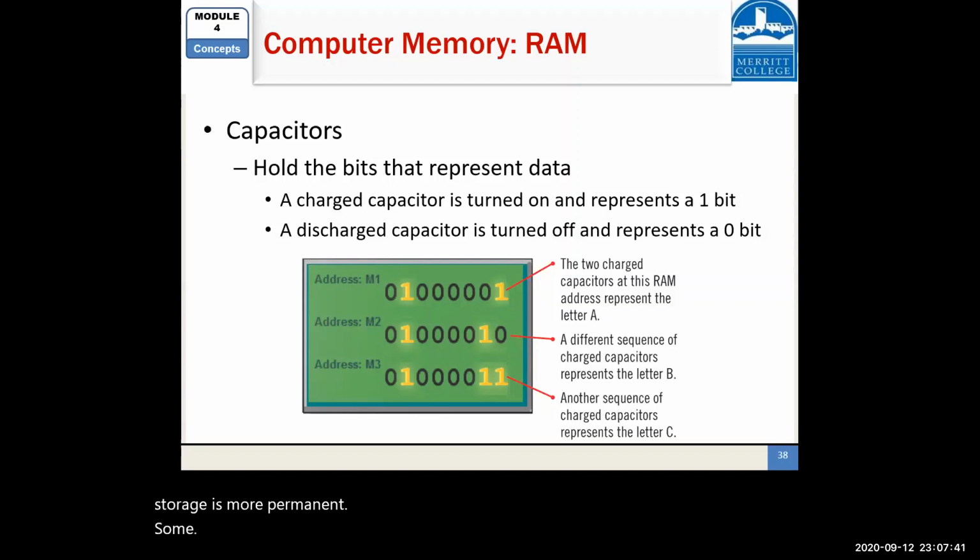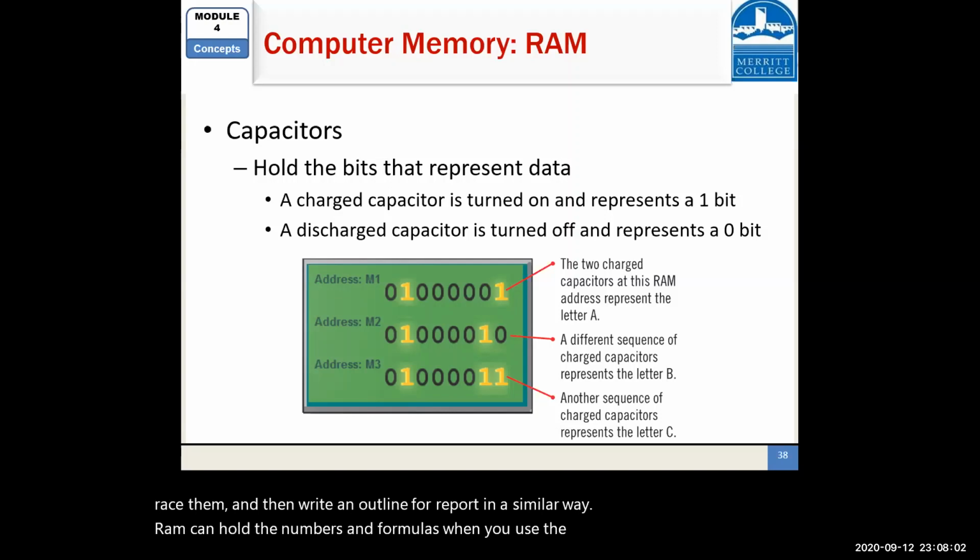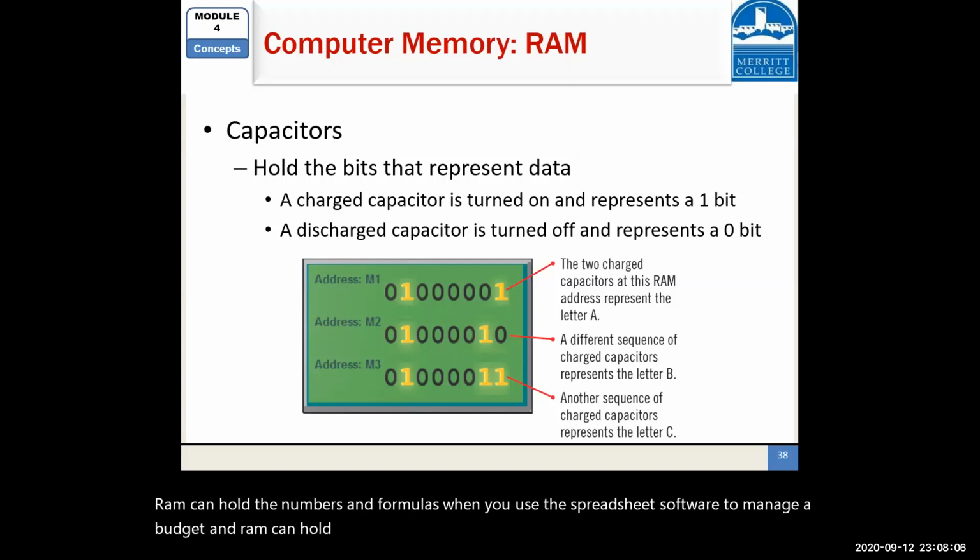In some respects, RAM is similar to a whiteboard. You can use a whiteboard to write formulas, erase them, and then write an outline for a report. In a similar way, RAM can hold the numbers and formulas when you use spreadsheet software to manage a budget, and RAM can hold the text of your essay when you use word processing software.